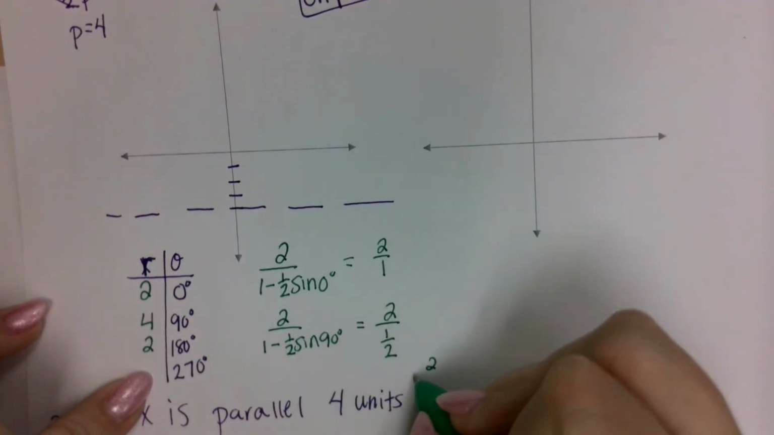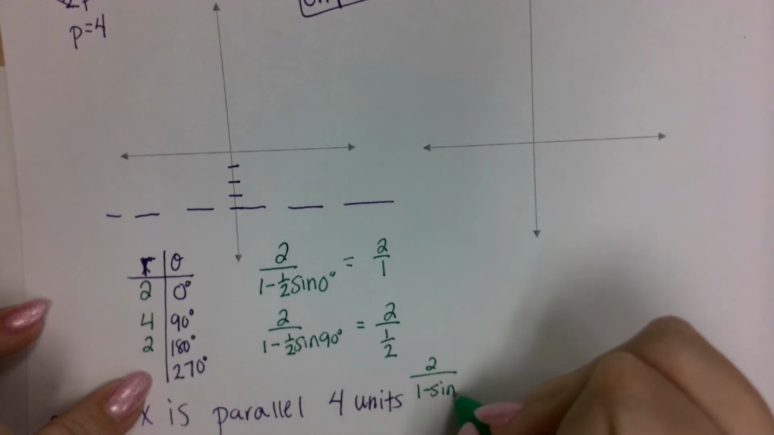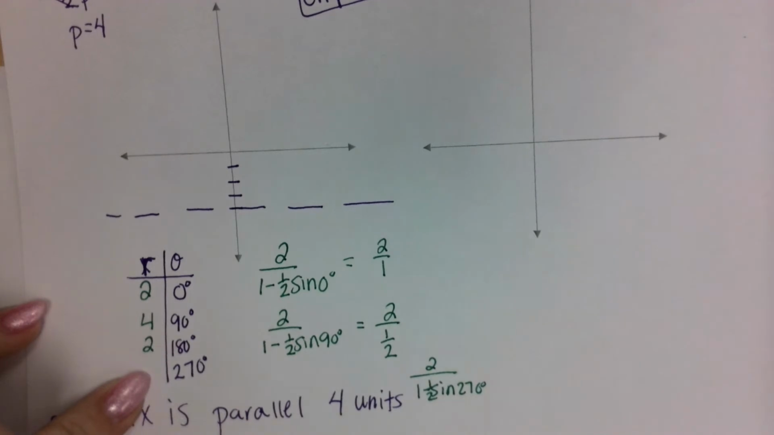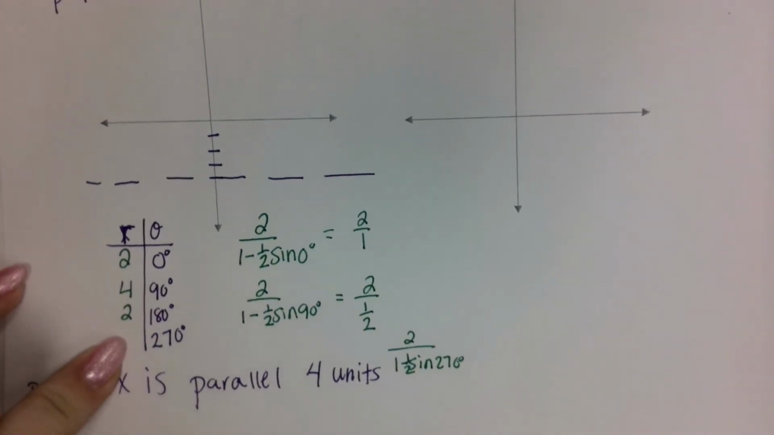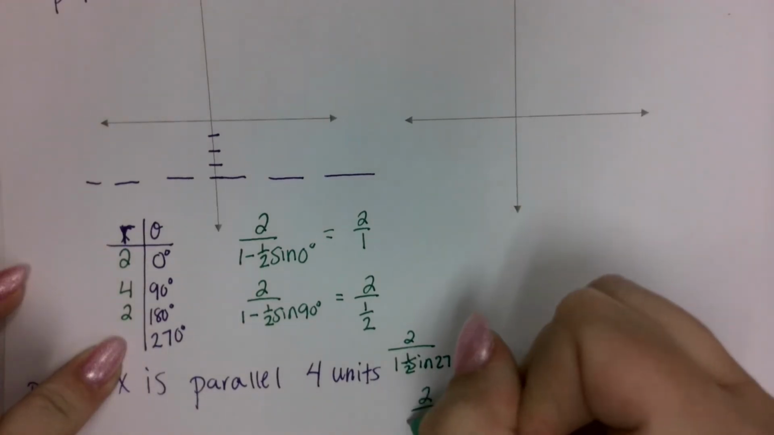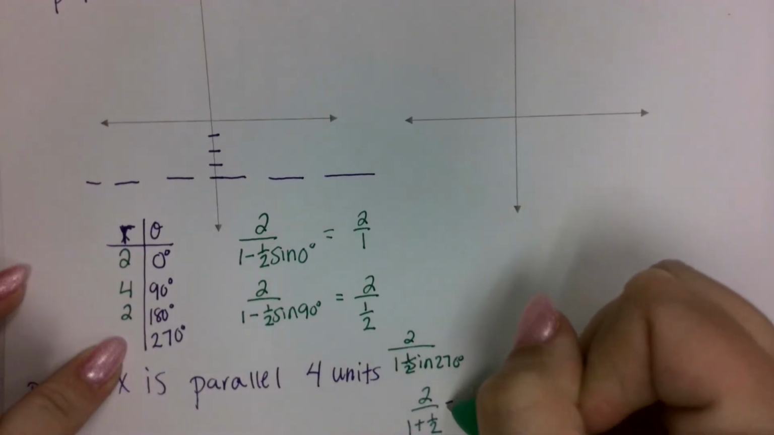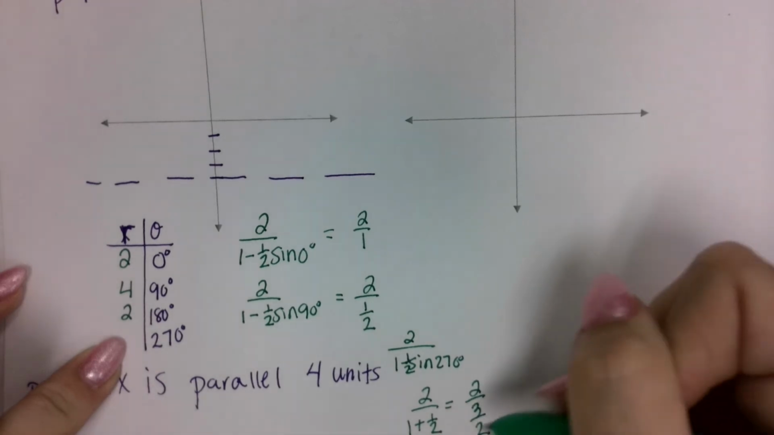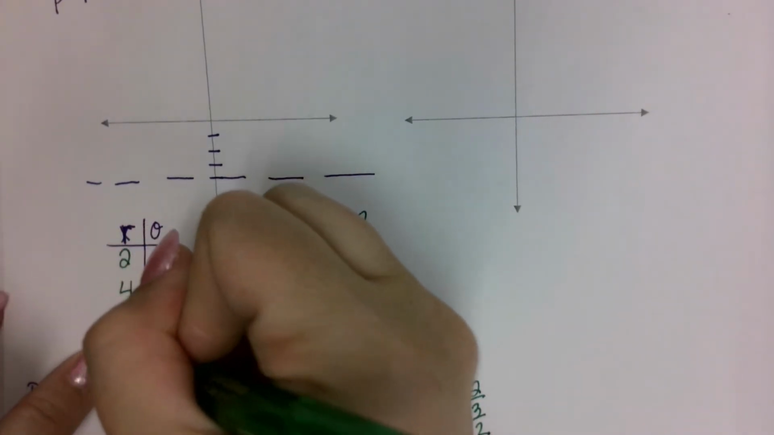Okay, 2 over 1 minus a half sine 270. Oops, I forgot about the half. Sine of 270 is negative 1. So we end up with 2 over 1 plus a half, which gives us 2 over 3 over 2, which ends up with 4 over 3.